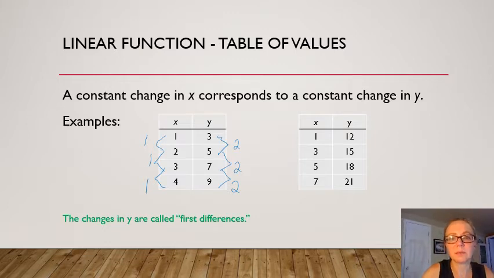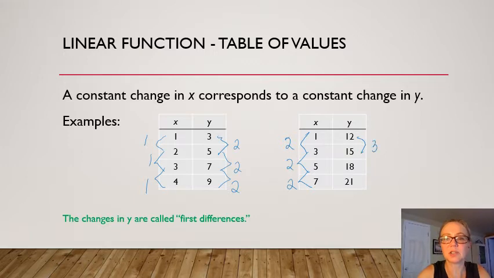In the second example, the change from 1 to 3 is 2, from 3 to 5 is 2, and from 5 to 7 is 2. Those are all the same, so we check y. From 12 to 15 is a change of 3, from 15 to 18 is a change of 3, and from 18 to 21 is a change of 3. So that's also a linear function.